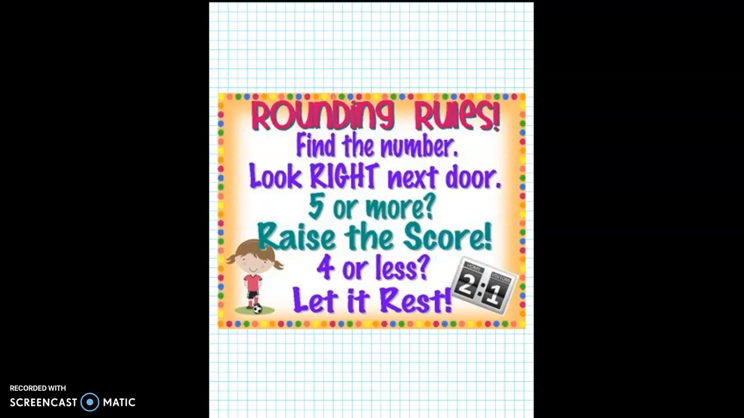Find the number, look right next door. 5 or more, raise the score. 4 or less, let it rest.